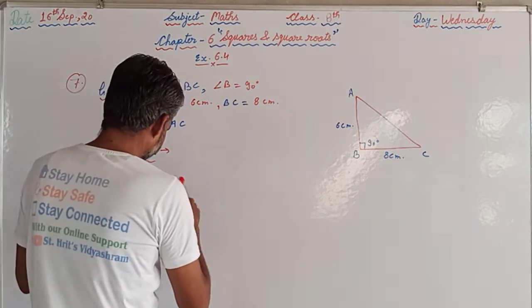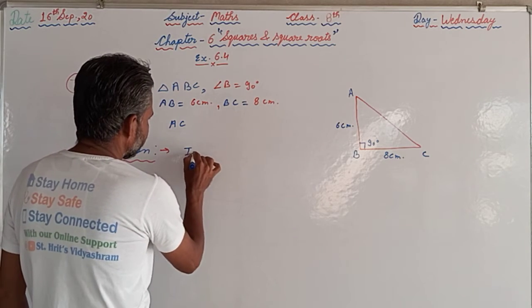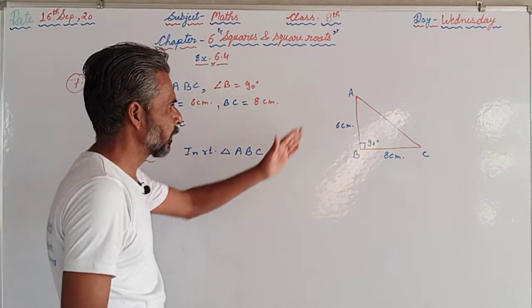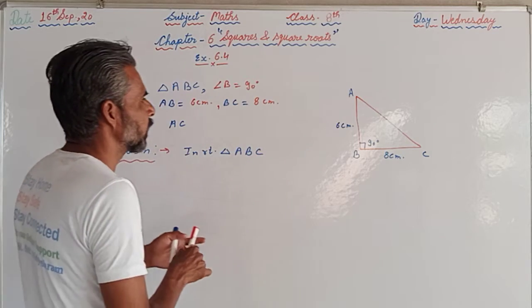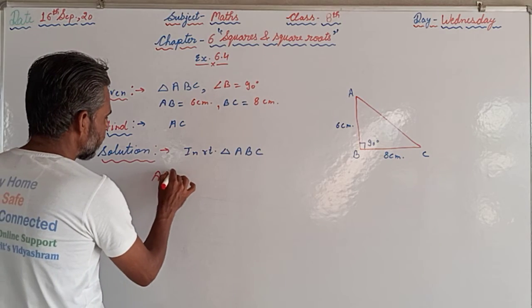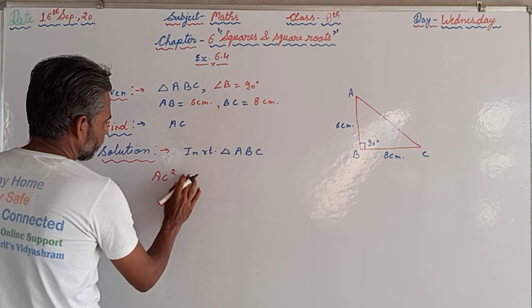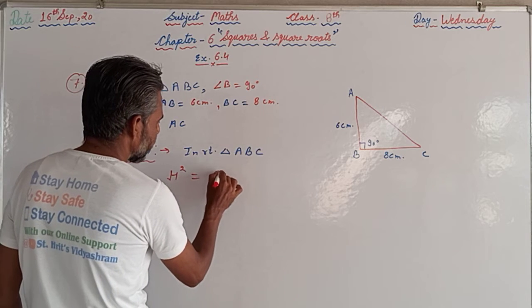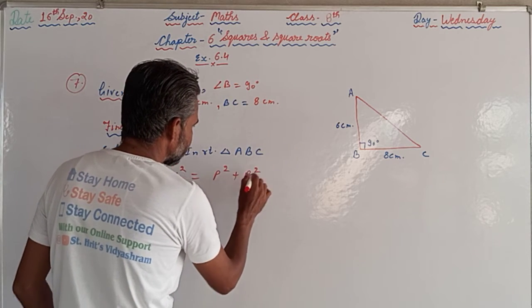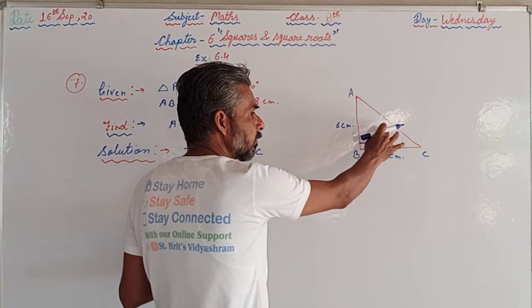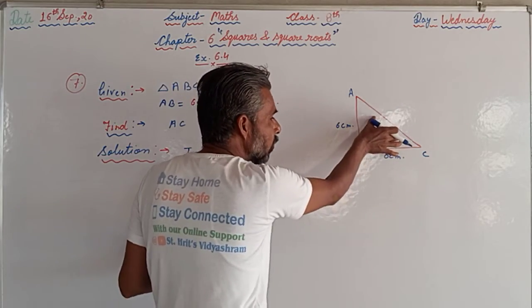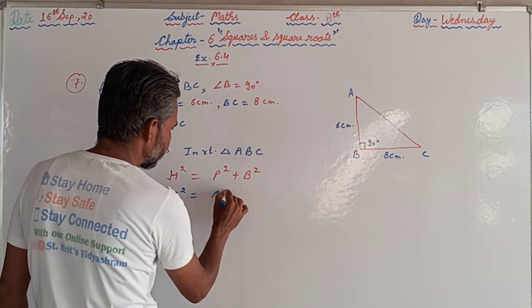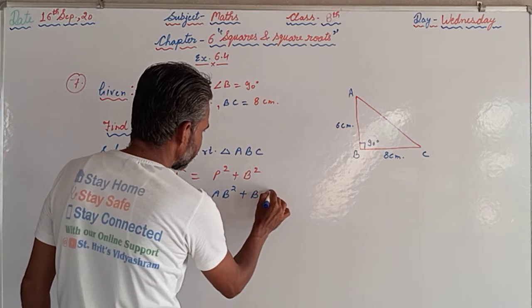So in the solution, in right angle triangle ABC, ABC is right angled triangle. So in the right angle triangle, AC square, or we can say the hypotenuse square is equal to perpendicular square plus base square. Hypotenuse is the side of a right angle triangle just opposite to the 90 degree, that is the longest side. So hypotenuse is AC, so AC square is equals to AB square plus BC square.